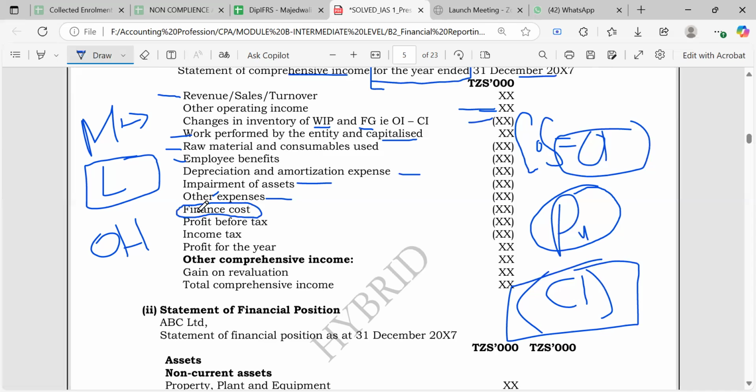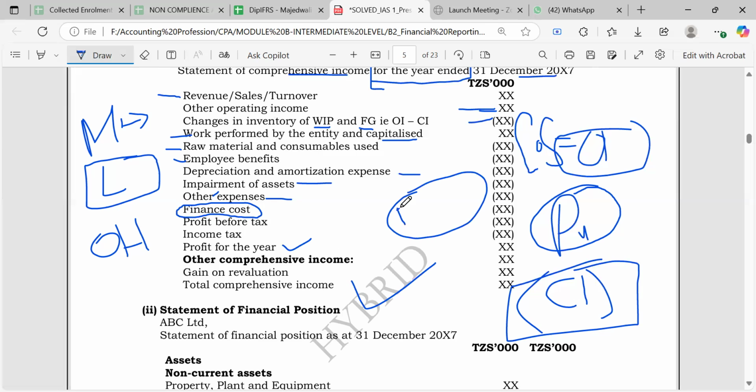So you put your finance cost here, and then you have profit before tax. After deducting finance cost, you deduct your tax, you have the profit for the year, and then other comprehensive income as usual, right? Of course, you will reach a point where you will have to understand this finance cost well.